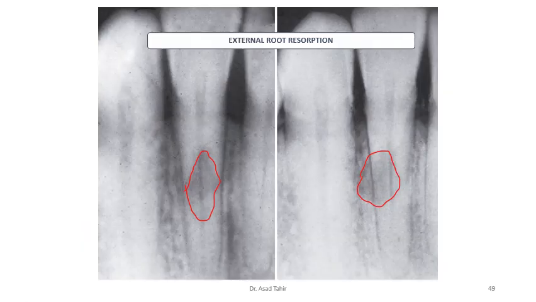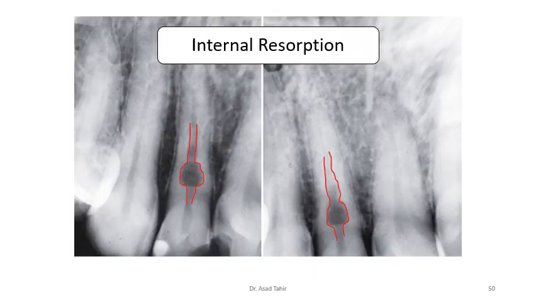External root resorption. Radiographs from two different horizontal projections depict movement of the lesion to outside the confines of the root canal. Internal resorption. Radiographs from two different horizontal projections depict the lesion within the confines of the root canal on both views and the adjacent bone intact.